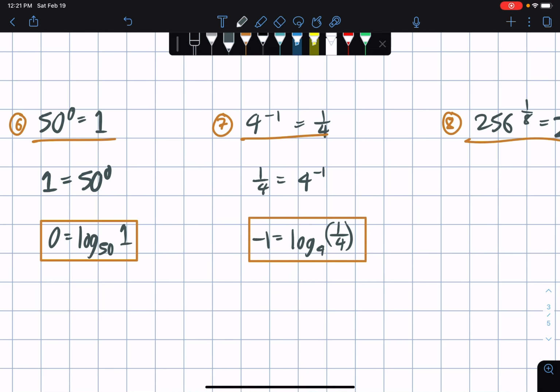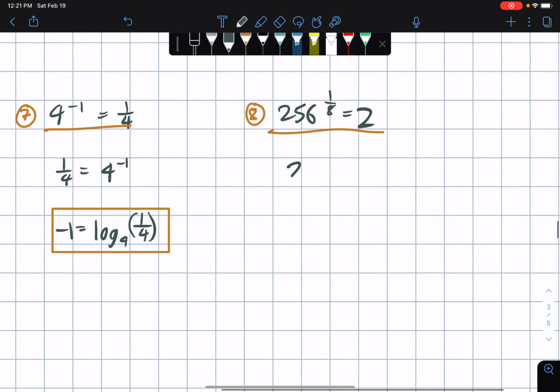Okay, let's move to number 8. 2 is equivalent to 256 raised to 1 over 8. 1 over 8 is equivalent to log base 256 of 2. Yeah, I suppose that's it. Let's check. Log base 256 of 2 is 1 over 8. Correct.